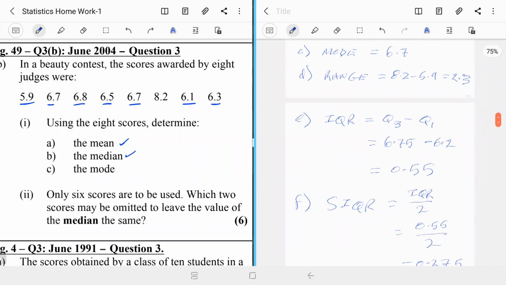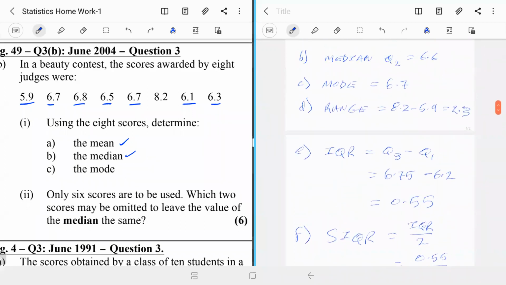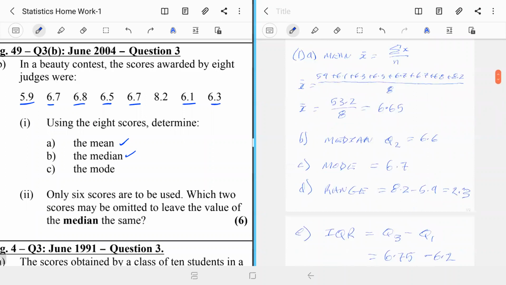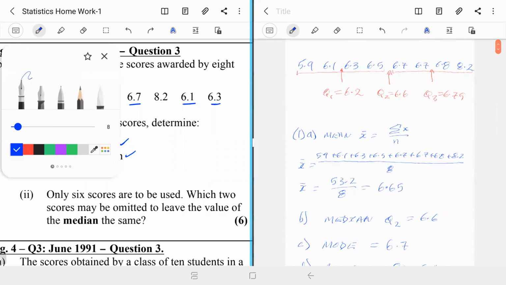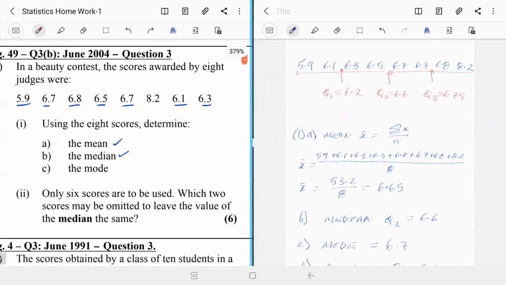So I've done range, interquartile range, semi-interquartile range. I did median, mode, and mean. All right. So now let's say to us down here. It's part of the question. It says only 6 scores are to be used. Only 6 of the scores. Which 2 scores may be omitted to leave the value of the median the same? You want the median to be the same. Which 2 values can I remove?